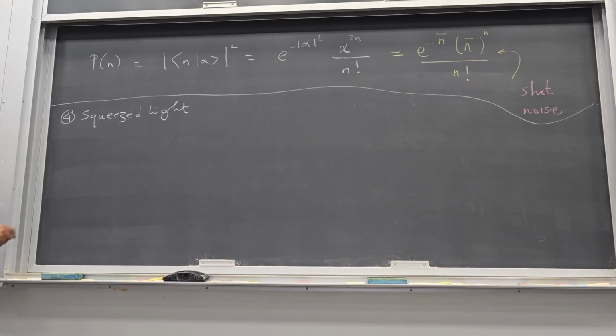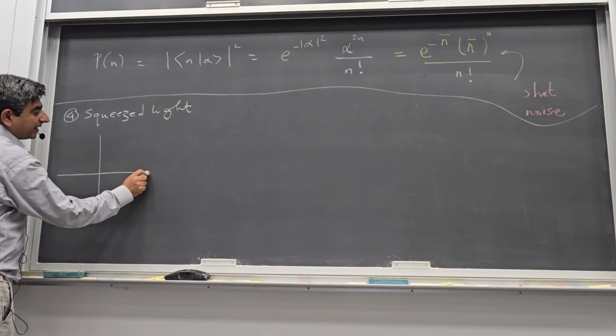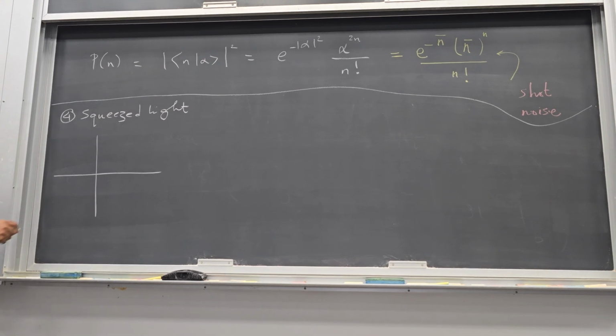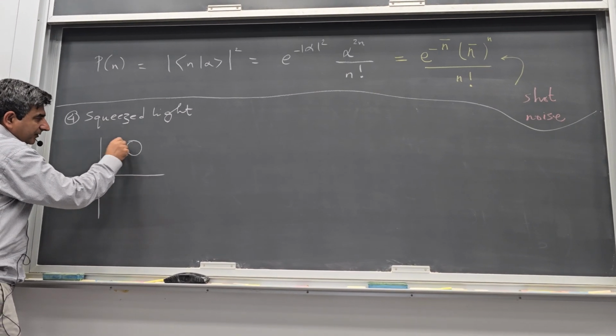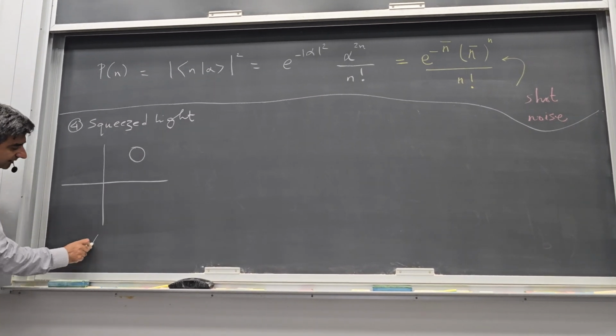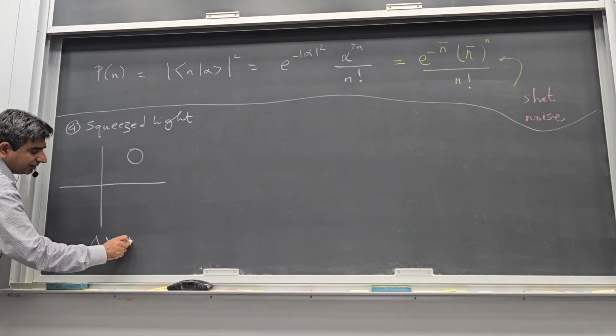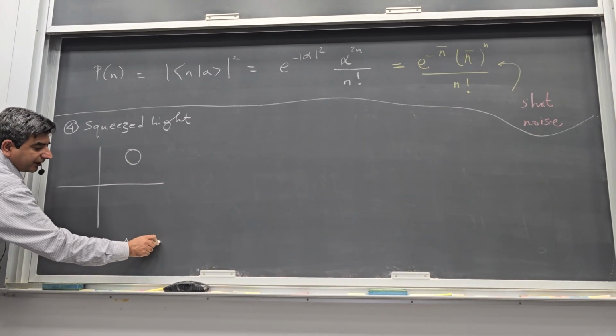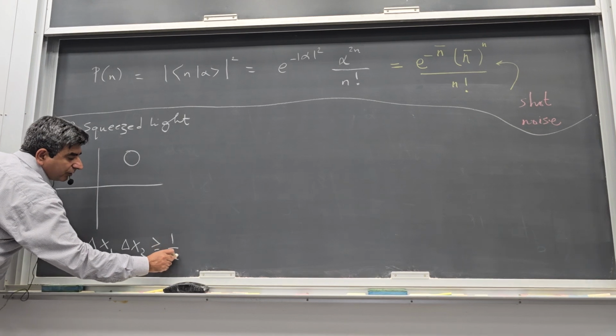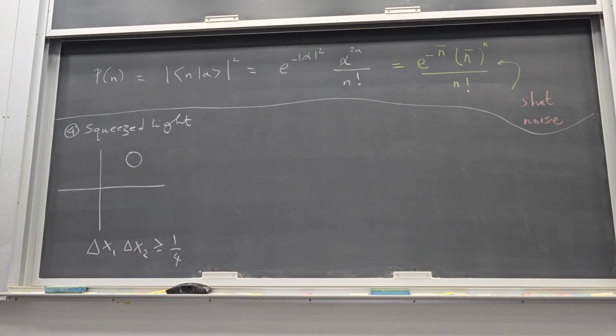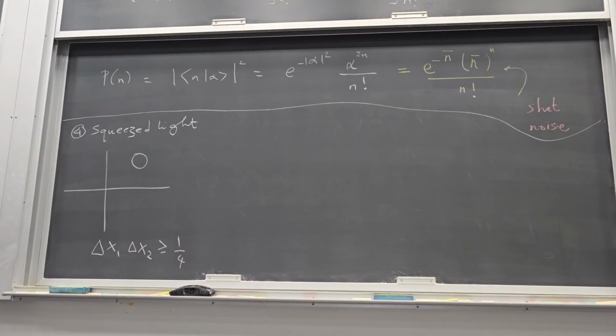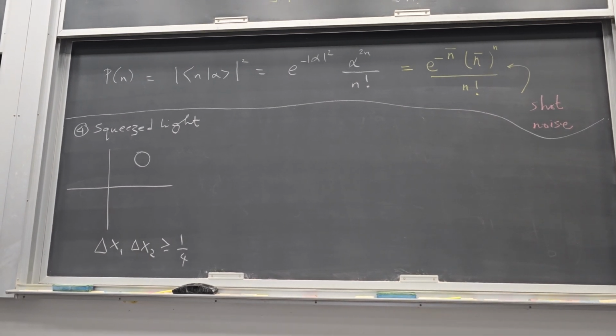Now we know that it's possible, we've already derived the uncertainty relationship. For a coherent state, we have a circle. And we know that this uncertainty relationship should be satisfied for any light whatsoever. It's a fundamental relationship, it should be satisfied if the uncertainty principle is true.